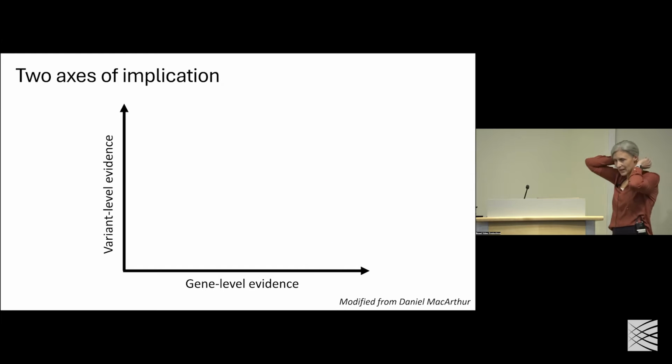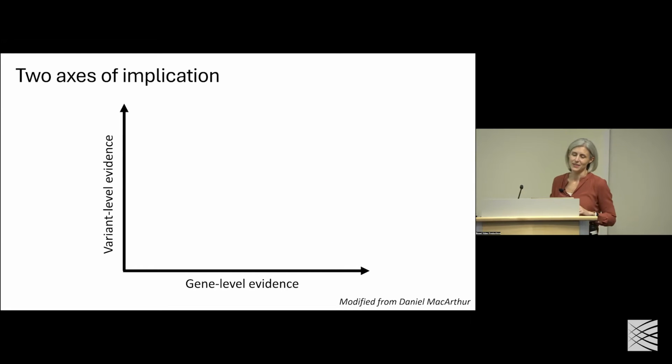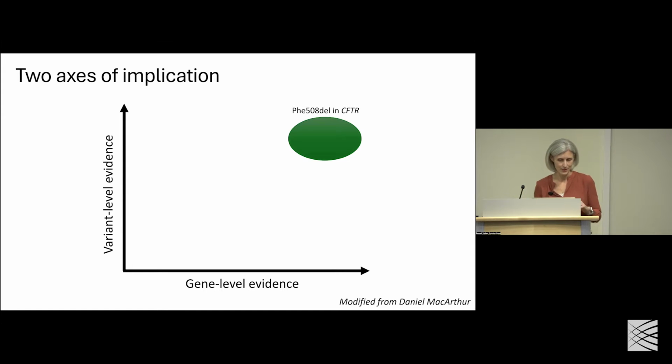So in the world of a clinical geneticist who is trying to interpret the results of a genetic test, we are constantly considering two different axes of implication, that being the variant level evidence, which we're depicting here on a y-axis, and the gene level evidence on an x-axis in this figure, which was still included in MacArthur. So in this top right quadrant, we have a very well-established pathogenic variant and a very well-established disease gene. So the example here is the Delta 508 variant in CFTR, the most common cause of cystic fibrosis, very well-established.